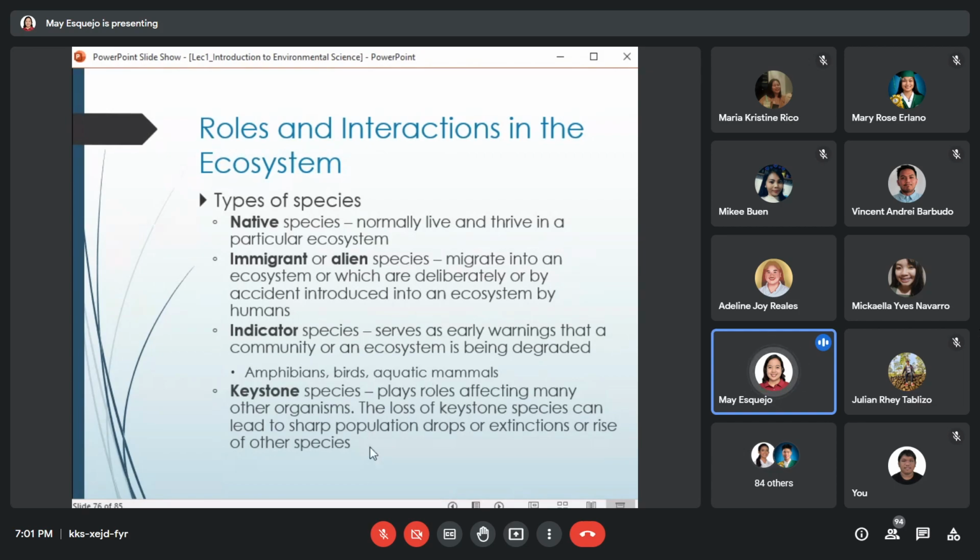We also have the keystone species. So these are also important species in an environment because they serve as the main source, pwedeng sila yung main source as food. Ibig sabihin kapag nawala sila, it can greatly affect the interactions of the organisms in that particular ecosystem. So, pwedeng pag nawala sila, may ma-extinct yung iba, kasi wala na silang makain. Okay? That is keystone.